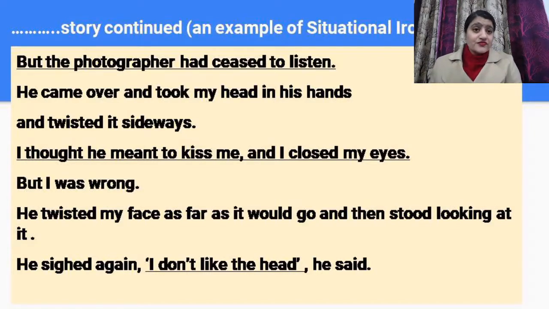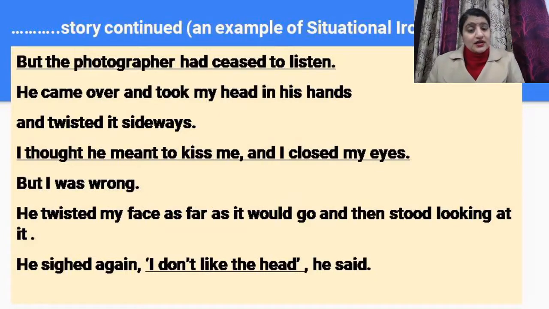Now here there is a use of situational irony by the writer. The moment the photographer came and held the head of the narrator in his hands and twisted it, the narrator closed his eyes. Now he had this amusing, humorous thought that probably he would receive a kiss from the photographer. That is why he had come out of his paraphernalia to hold his head in his hands. But contrary to his expectations, he further twisted his head. Probably he was trying to adjust his head to the right pose where he could capture his picture nicely.